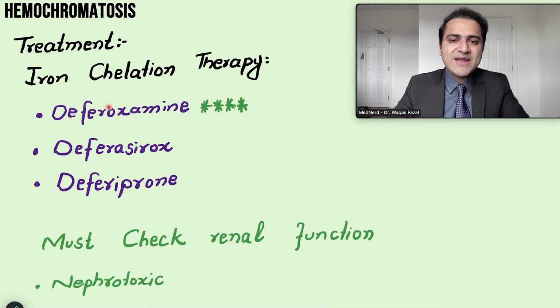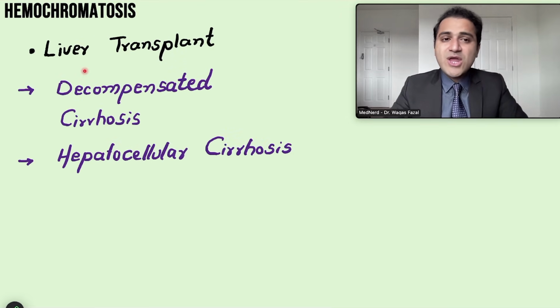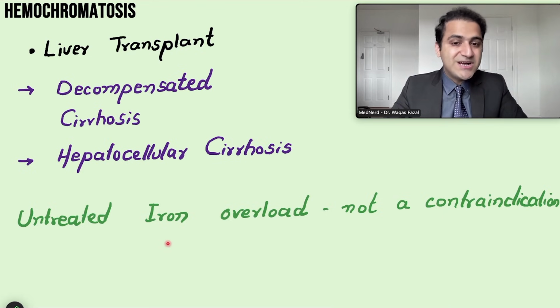Before giving iron chelation therapy, you must check renal functions, because iron chelation agents are nephrotoxic. Patients with hemochromatosis can develop cirrhosis and hepatocellular carcinoma, a very bad complication. If the patient has decompensated cirrhosis, you can go for liver transplant. Untreated iron overload is not a contraindication for liver transplant in these patients. These patients can go for liver transplant even if they have untreated iron overload.